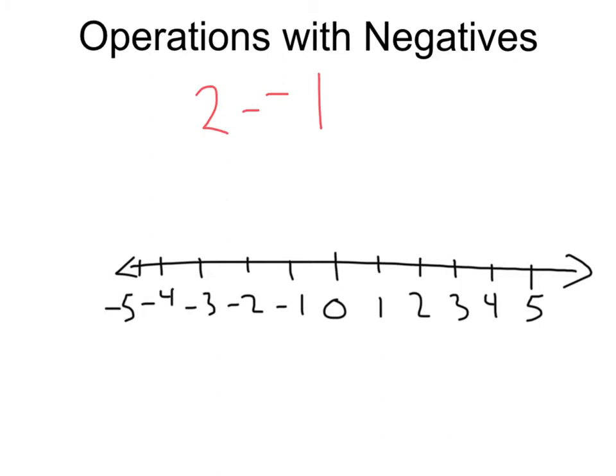Lastly, we have 2 minus negative 1. So we're starting off at 2, which will be right here. Now we're subtracting. So the subtraction would tell us we're going to the left, but this time we're subtracting a negative. So these two negatives, it's subtracting a negative, is actually forcing it into the opposite direction. This actually turns into 2 plus 1. So at this starting point 2, we're going to the right one, and our answer is actually 3.